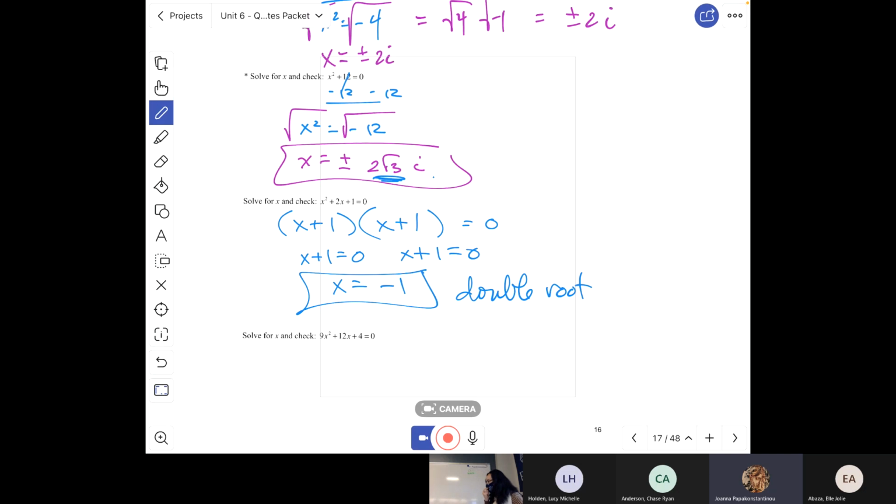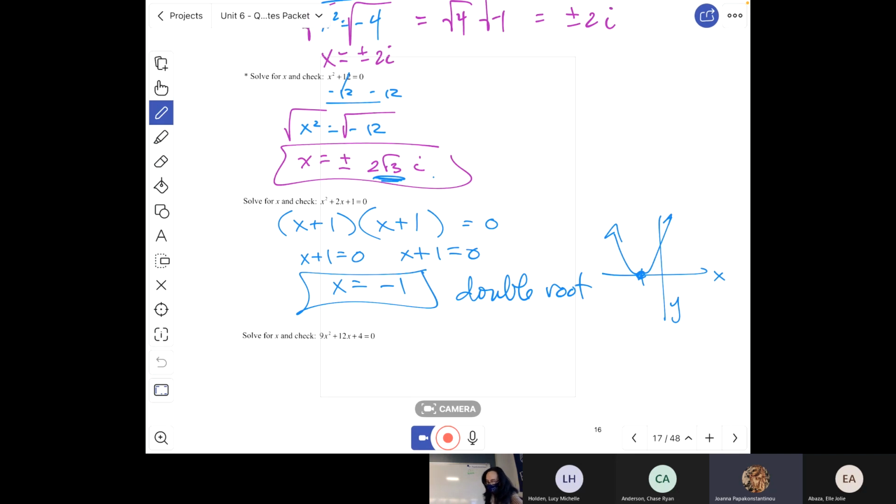So I have only one unique value of x that satisfies this equation. We will see, foreshadowing, that this is going to look like that with respect to the graph of the corresponding parabola. Yes, ma'am. Question.